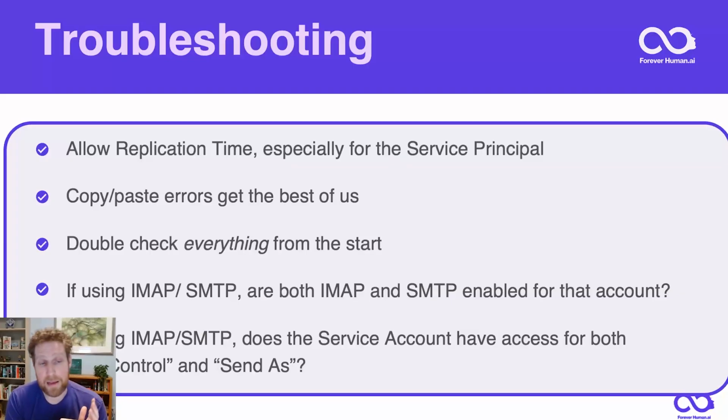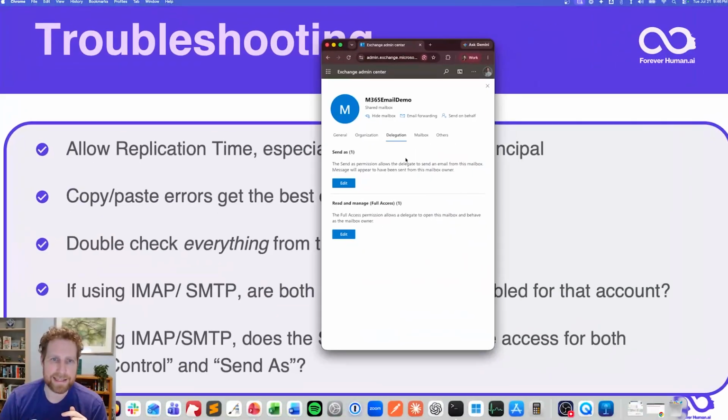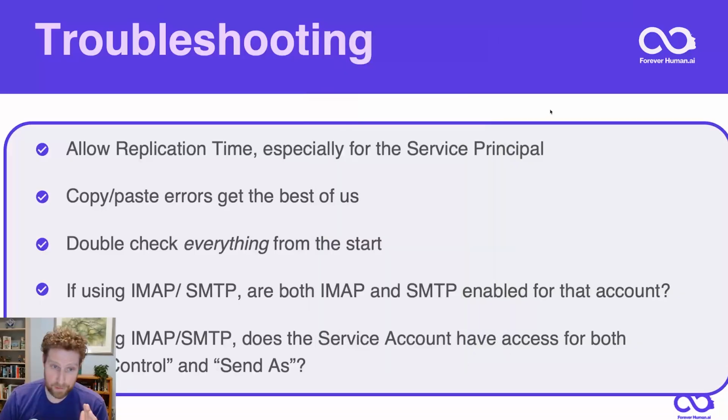Double check that both IMAP and SMTP are enabled. I gave you that little PowerShell command to do it. That will check if those things are enabled. If those aren't, that can give you the denial. And similarly, does the service account have access to both full control and send as? That's these things, right? Are you set up here on that properly?